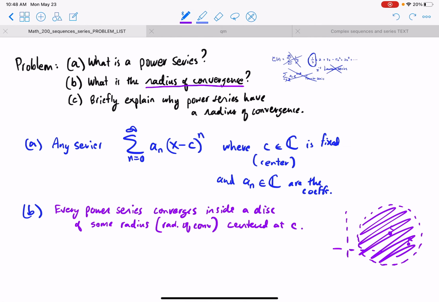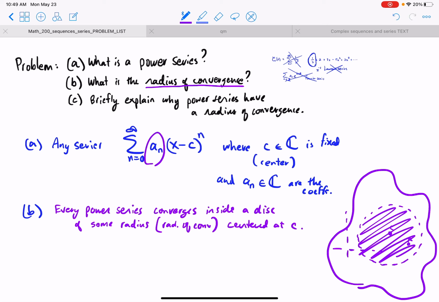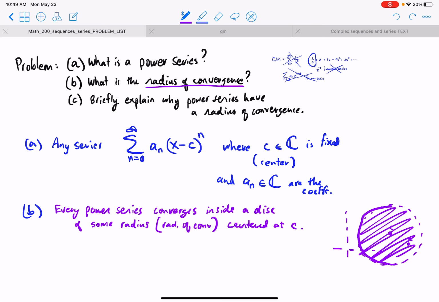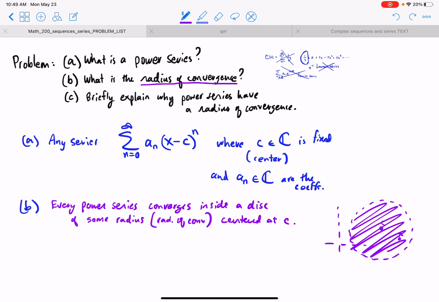Okay. That is the radius of convergence. It's totally not clear that it would be a circle. Why wouldn't it converge in some sort of star shape? Why wouldn't it just converge inside of squares? Why wouldn't it just converge in sort of amoeba-like regions that depend on the a sub n's? Well, it converges inside of a disk that depends on the a sub n's. Why? Explain why this happens. Why circles?